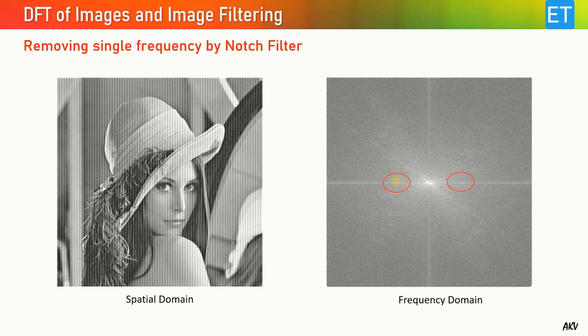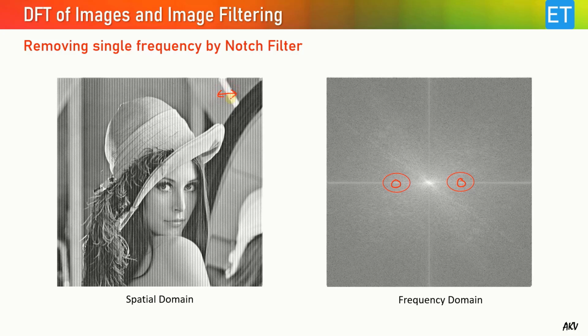Yes, if you compare this spectrum with the previous one, you can see that now we have these two bright spots in the spectrum of this noisy image, which were not visible in the original image. So actually these two spots show the contribution of this sinusoidal noise. Now how can we remove this noise? Obviously, if we can remove these two white spots, we can remove this sinusoidal noise from this image.